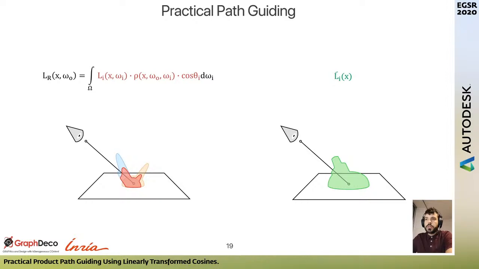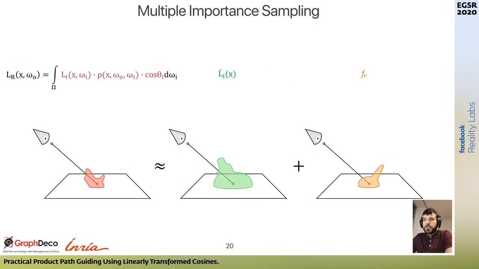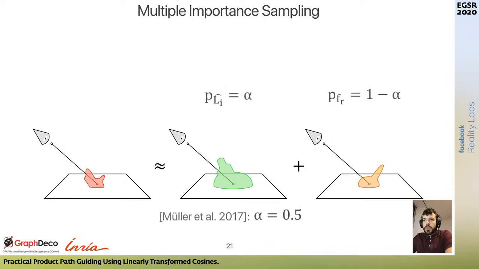So we talked about how path guiding methods build an approximation of the incoming radiance, but what about the cosine weighted BSDF factor? Most path guiding methods use multiple importance sampling to combine path guiding with BSDF sampling. More specifically, in the original method from Muller and colleagues, they use either BSDF sampling or path guiding 50% of the time.